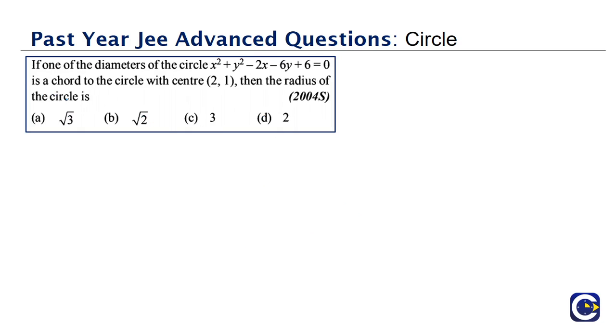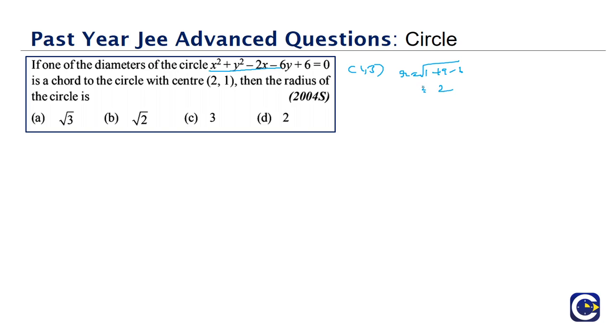Moving on to the next question. One of the diameters of the circle x square plus y square minus 2x minus 6y plus 6 is equal to 0 is a chord to the circle with center 2 comma 1, then the radius of the circle is. The given circle is x square plus y square minus 2x minus 6y plus 6 is equal to 0. The center of the circle is 1 comma 3, and radius is root of g square plus f square minus c, which will give me 1 plus 9 minus 6, which will be 2.